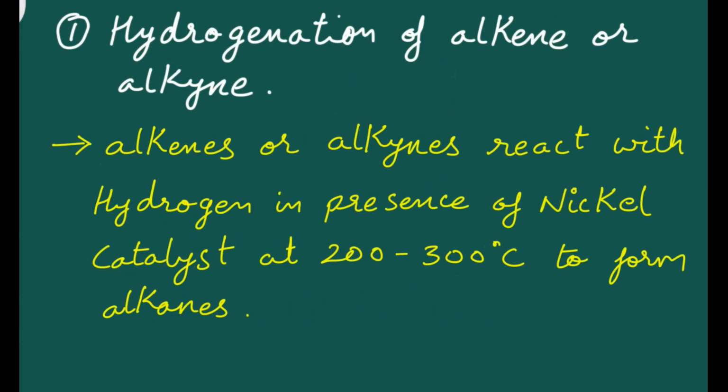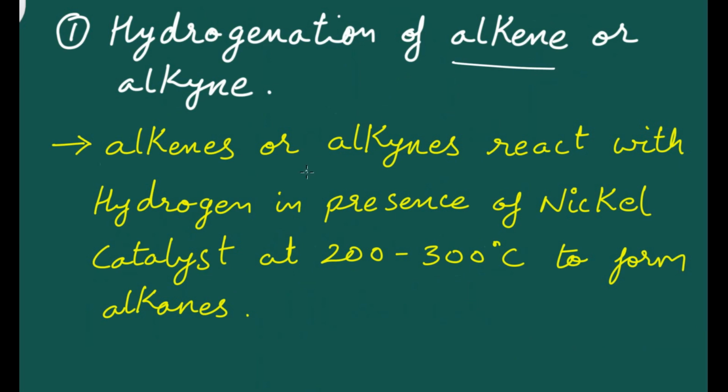Hey guys, this is CHEMPLIFIED and today we will talk about methods of preparation of alkanes. There are various methods which also include name reactions, but we will talk about name reactions in the upcoming videos. So let's start. The first method of preparation of alkanes is hydrogenation of alkenes or alkynes.